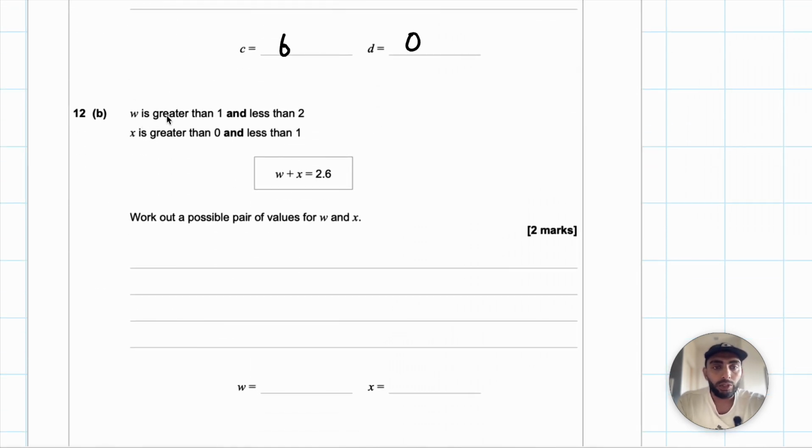Part B. W is greater than 1 and less than 2. X is greater than 0 and less than 1. And we know W add X equals 2.6. Work out a possible pair of values for W and X. I'm just going to choose a nice number between those two, 1.9. And what would I need to add to that to get to 2.6? 2.6 take away 1.9 would give me 0.7, and that's more than 0 and less than 1. 1.9 and 0.7.